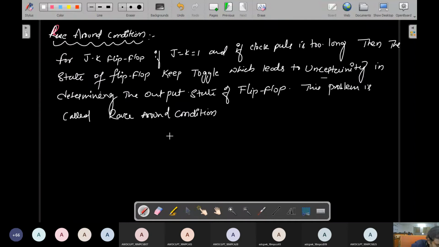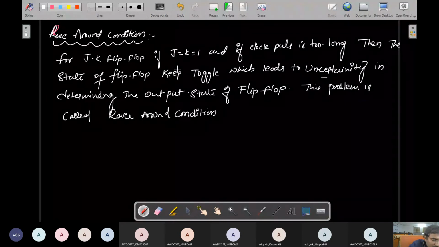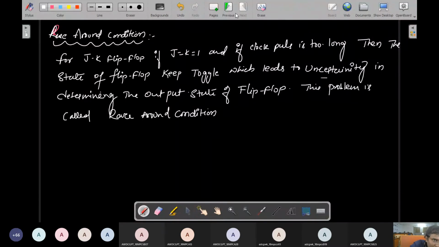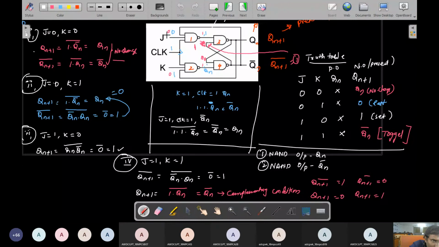So I'll show it in the diagram. See, in that diagram you can understand what the race around condition is. See, in the clock pulse I'll show that race around condition. In the last state, what will happen actually? If you see the JK flip flop, if both J and K are equal to 1, then these are the outputs of these states.